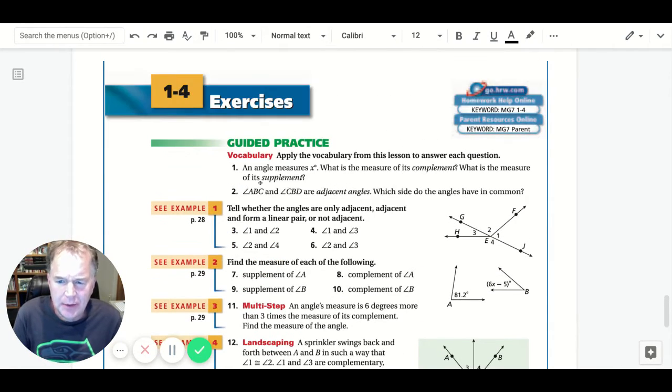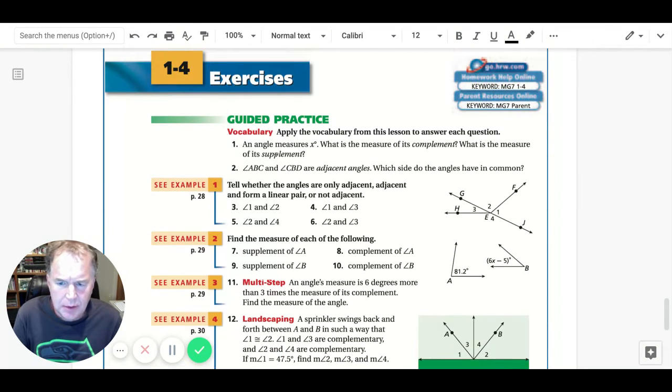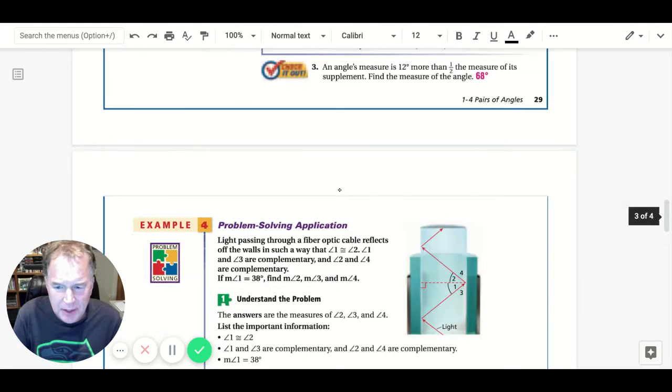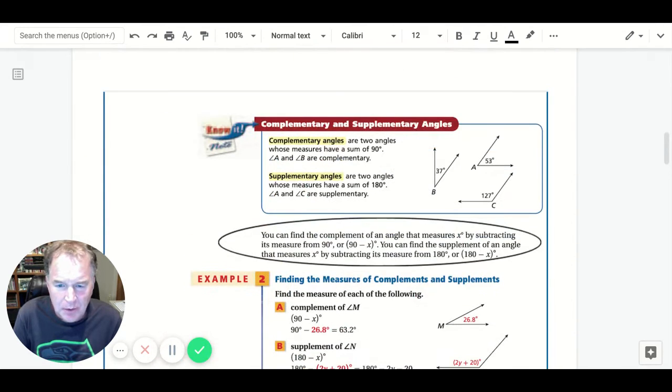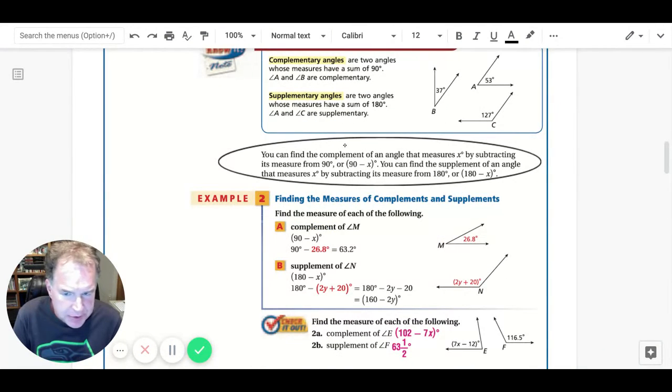Now, I'm going to just cover a couple of questions here real quick. An angle's measure is x. What is its complement? What is its supplement? Now, they talk about this in the reading, but I skipped over it really quickly. And they talk about it right here in the circle.